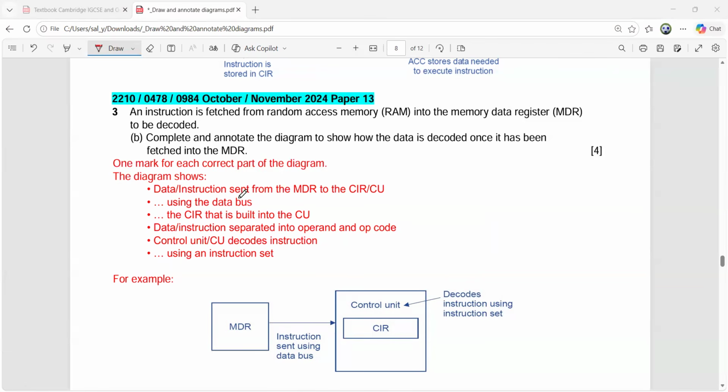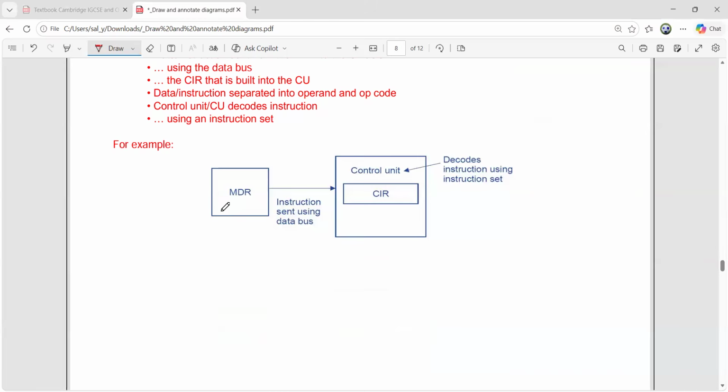The diagram should include data instructions sent from MDR to the CIR or CU that you can see. This is what we talked about right now, using the data bus. The CIR is built into the CU. Data instructions separated into operand and opcode. If you remember the two terminologies, control unit is decoding the instructions using an instruction set. So this is the diagram they want you to draw, and MDR is here.